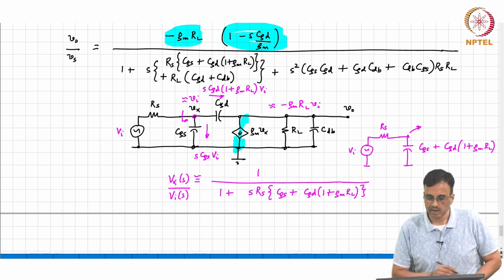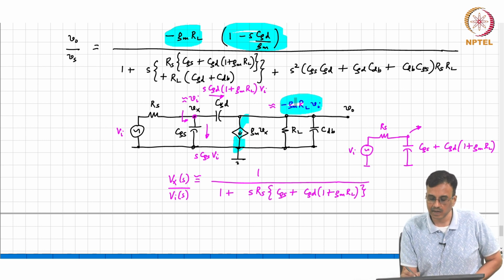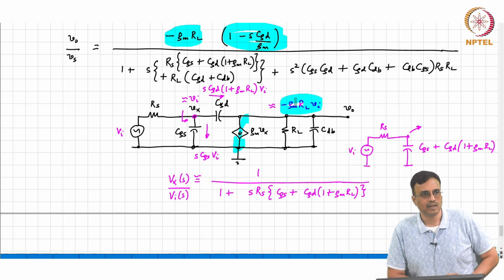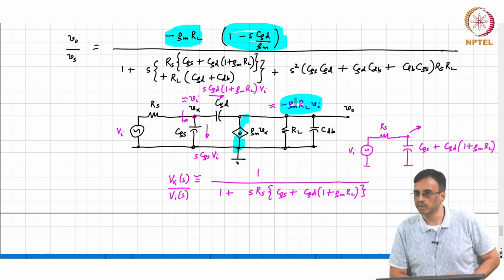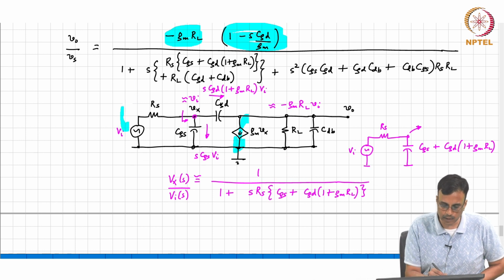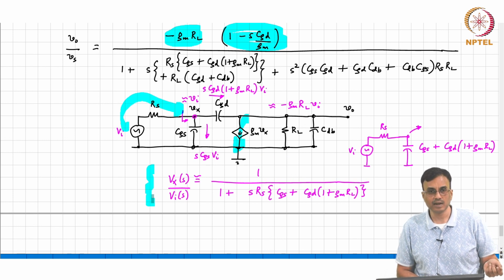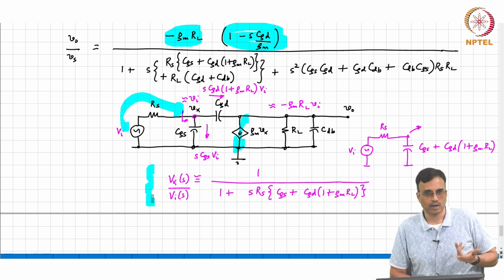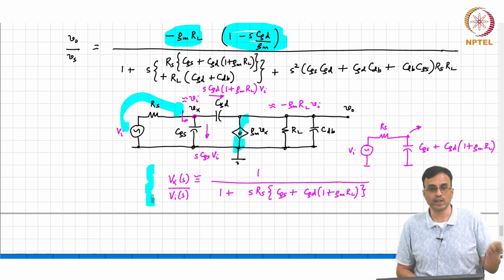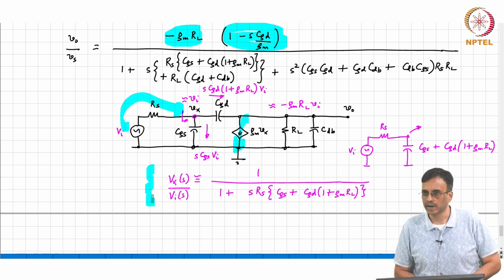Now we are interested in finding, of course, at DC the output voltage is minus GMRL times Vi, but we are interested in the transfer function at low frequencies, correct? Not at DC, but slightly removed from DC. We know the transfer function from Vi to Vx is this. We now need to find the transfer function between Vx and V0, right? If we know that, you multiply the two transfer functions and therefore you will be able to get Vi to V0.